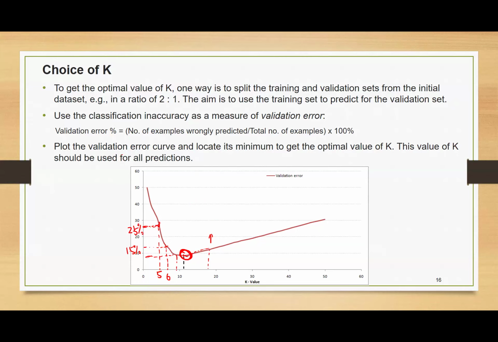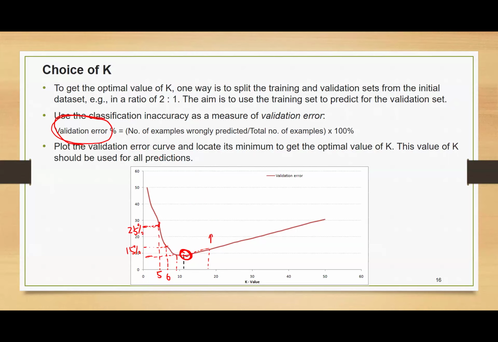You're using the validation error or validation accuracy. It depends what performance metric you are using. You can also use recall rate, precision that we've talked about in previous slides.